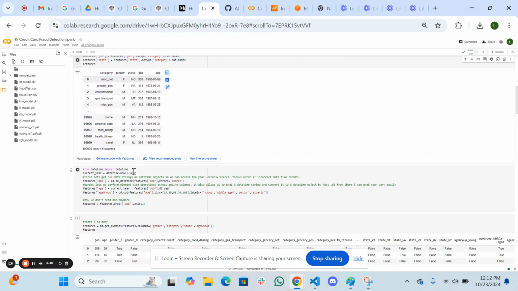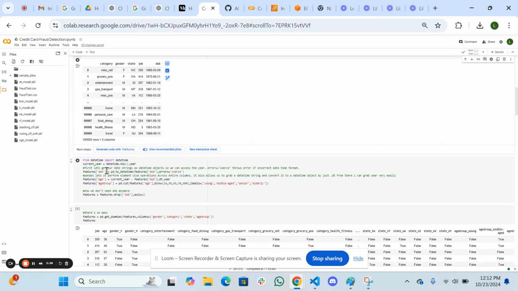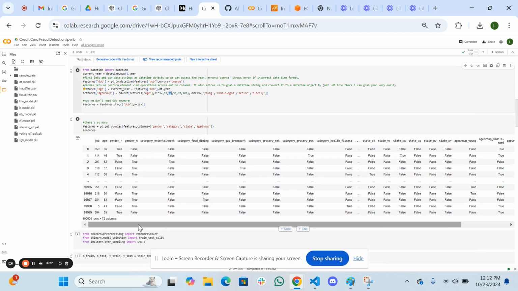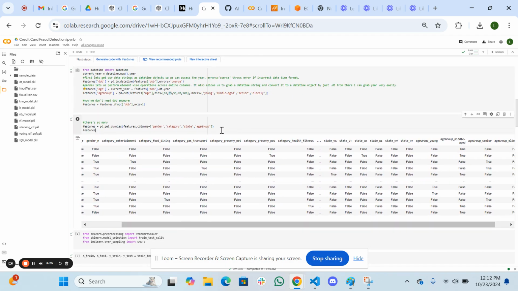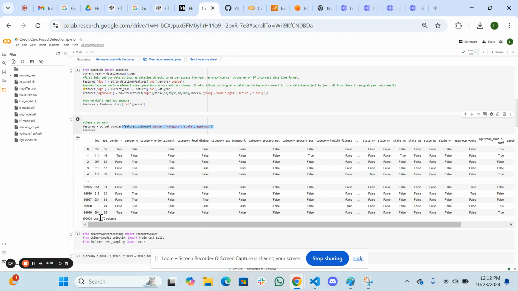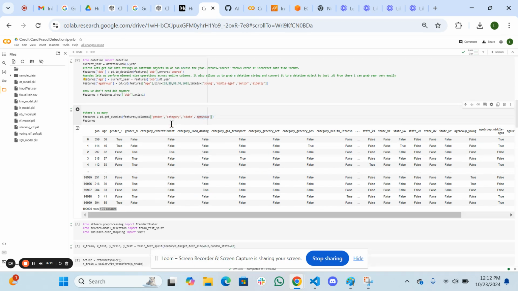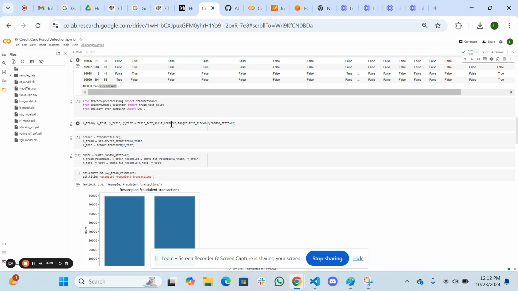Some other things: I changed the DOB because I felt that's not entirely useful. I got the age by using datetime, getting the current year, and we're splitting that by age group as well. Then I did the one hot encoding for these categories. As we can see, we only have about 72 columns. If I did one hot encoding for jobs, for example, I was going to have over 2,000 columns. So that's why I did this instead.